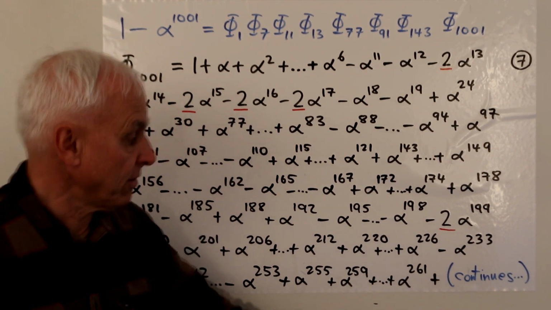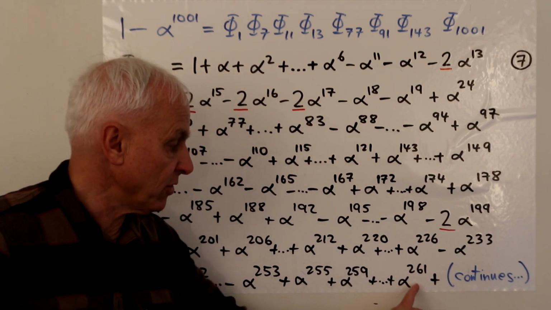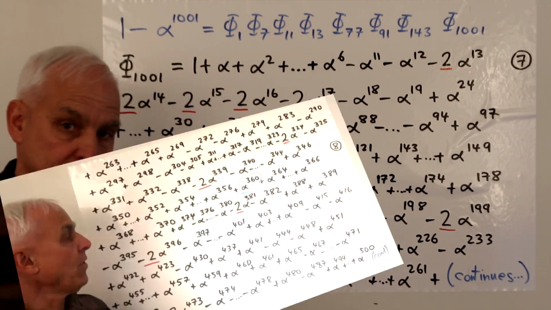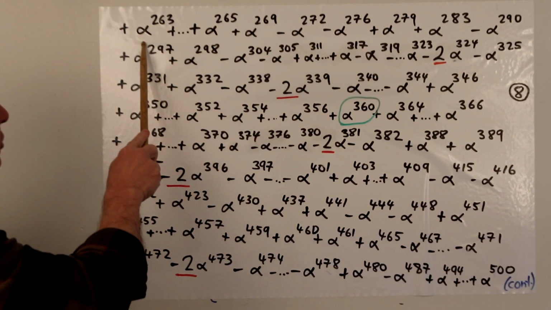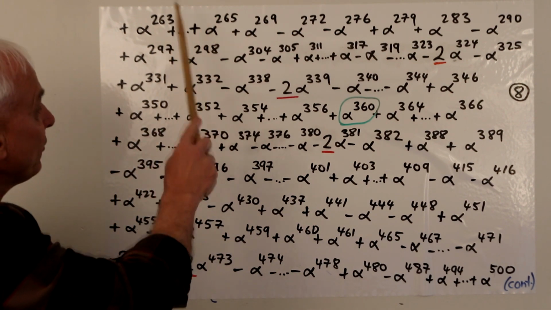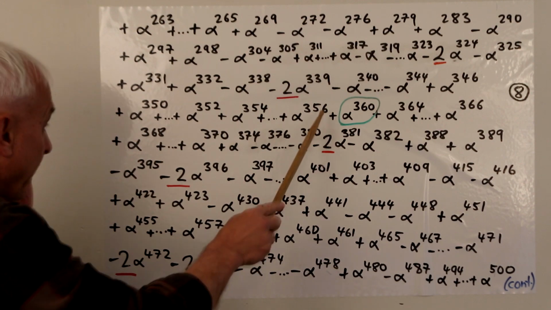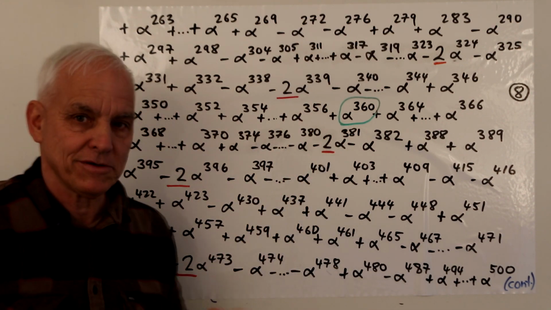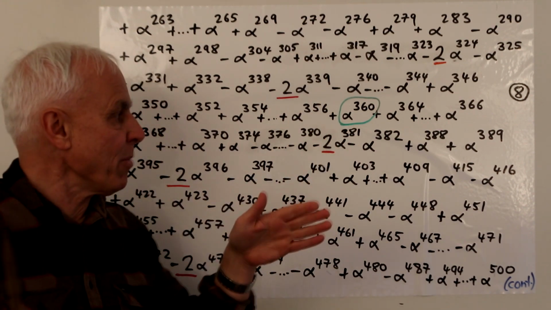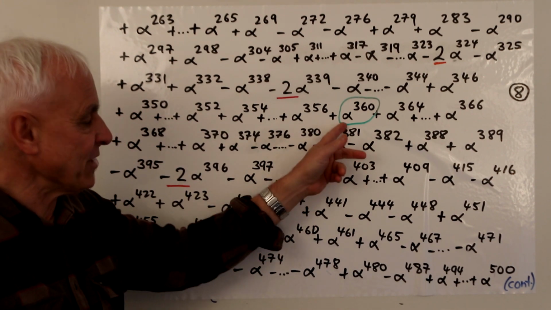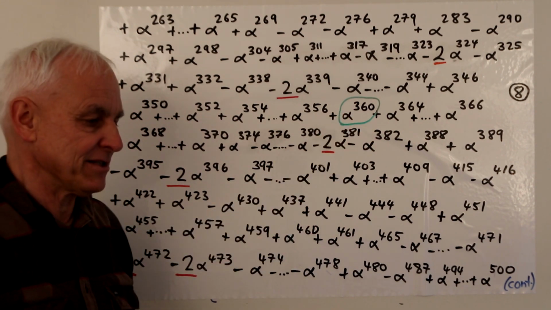Okay, so we're just pausing here after alpha to the 261. Okay, and then it continues. So there's then 263 up to 265, pluses and minuses. There's a few more 2's that appear. And here we arrive at the central spot. Okay, it's palindromic, centered at this. This is alpha to the 360.